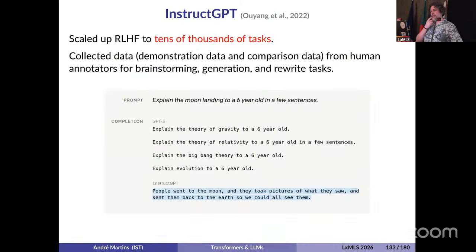And so this was what the InstructGPT paper did in 2022. They scaled up RLHF to tens of thousands of tasks with massive human feedback. And by doing that, they managed to provide a more satisfactory answer to this prompt, right? So no longer the output of GPT-3, but now actually some text that takes into account people's preferences.